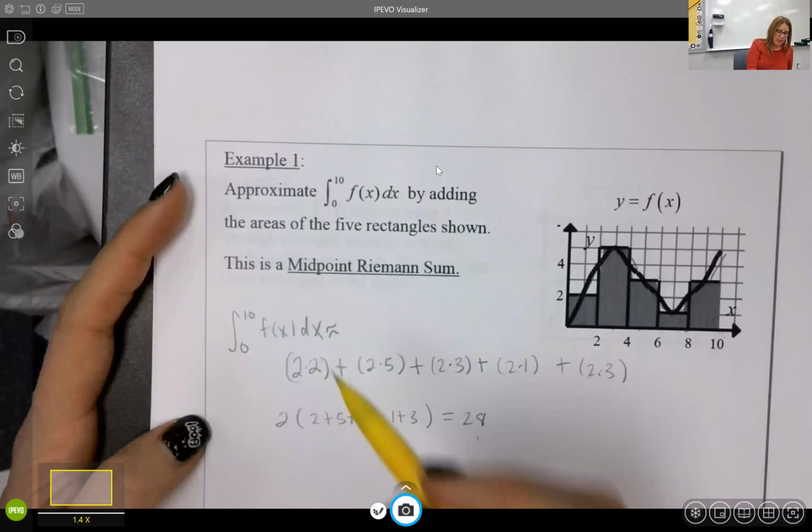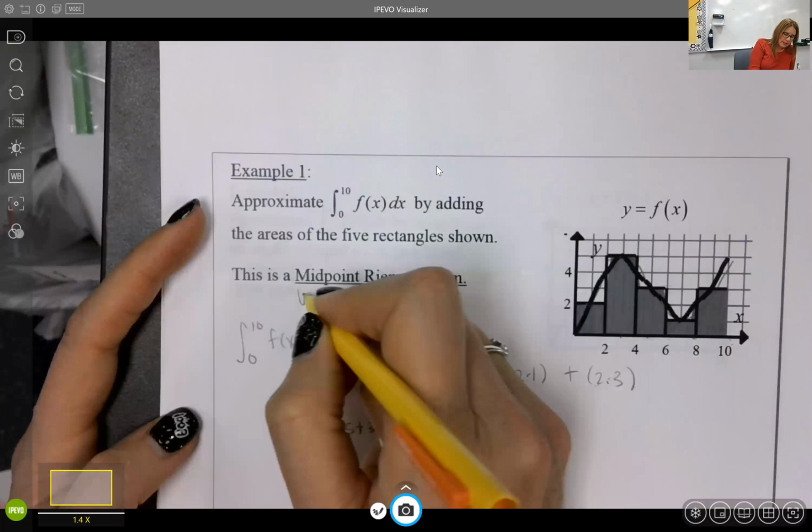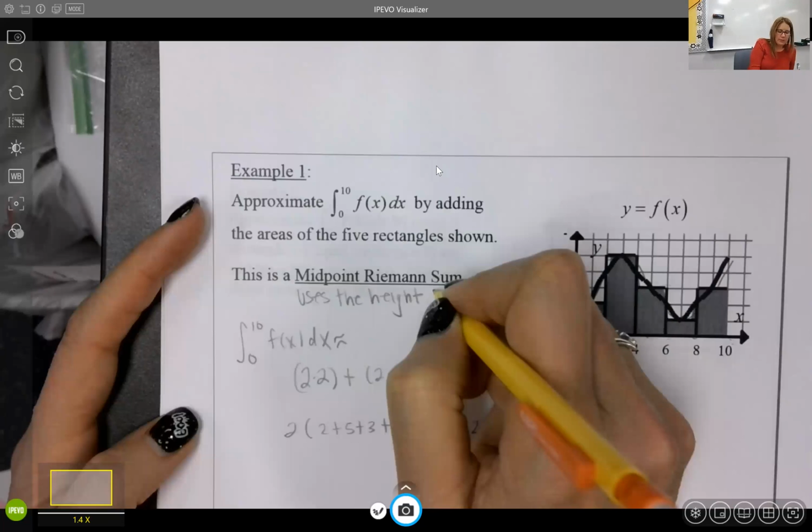So this is called a midpoint Riemann sum. Midpoint uses the height in the middle of the interval.